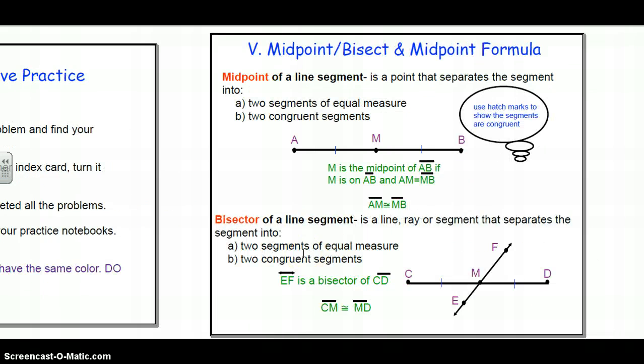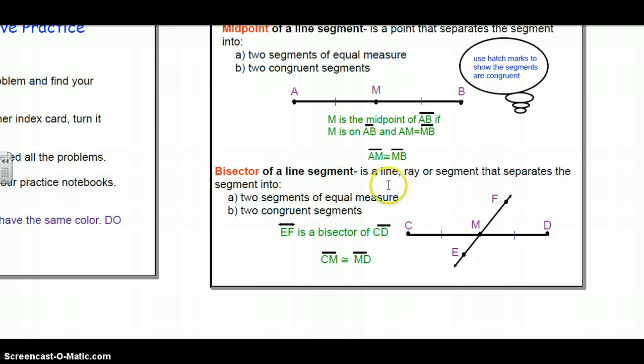The bisector of a line is a line, ray, or segment that separates the segment into two segments of equal measure, two congruent segments. So here we see EF is a bisector of CD. That means CM is congruent, or equal, to MD. So when a line cuts it in half, the hatch marks tell us that CM is worth the same amount as MD.